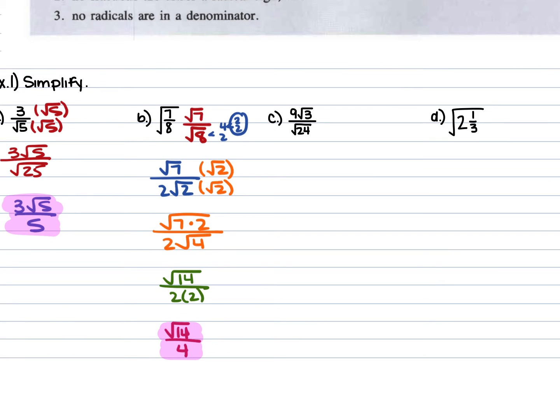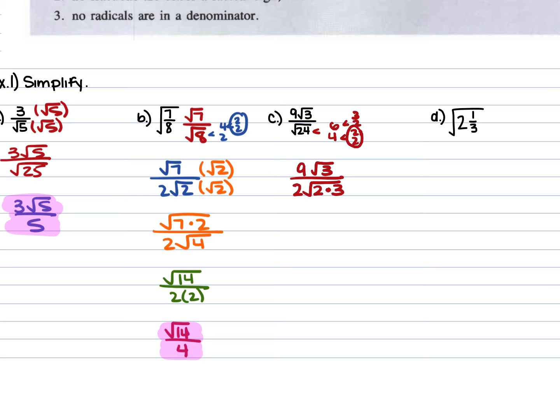For example C, we have 9 square root of 3 over the square root of 24. That 24 is 4 times 6. 4 is 2 and 2. The 6 is 2 and 3. 2 of these 2's are going to pull out. So we're going to rewrite this as 9 square root 3 over 2 square root 6, or 2 times 3.